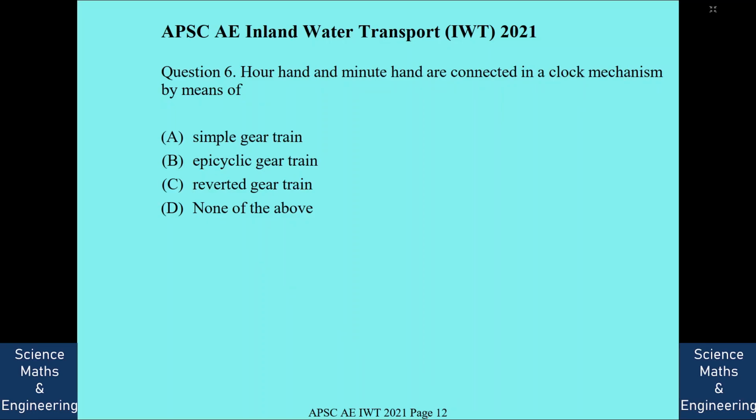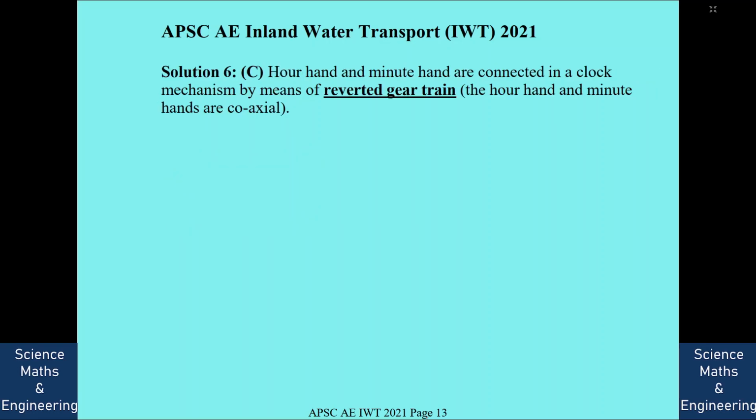Next. Hour hand and minute hand are connected in a clock mechanism by means of A. simple gear train, B. epicyclic gear train, C. reverted gear train or D. none of the above. So the answer is the hour hand and the minute hand are connected in a clock mechanism by means of the reverted gear train. Now, what is the reverted gear train? Where the first gear and the last gear are coaxial. So, here the hour hand and the minute hand are coaxial.